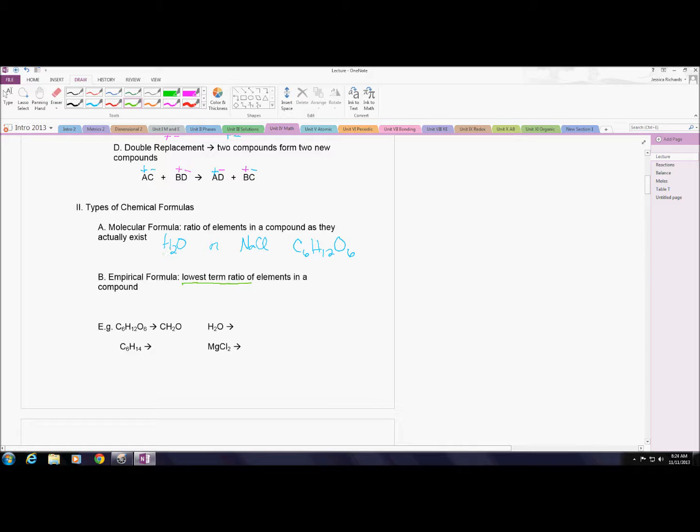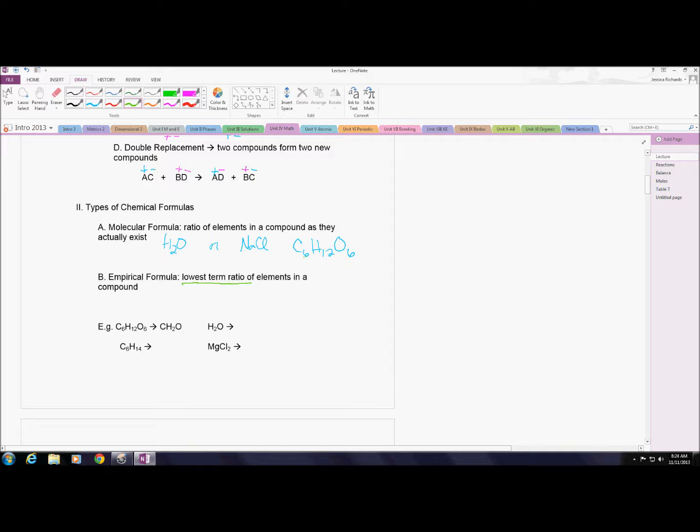So, for example, water, H2O, 2 to 1 is already a lowest term ratio. Water, H2O, molecular formula is also its empirical formula. Sodium chloride, NaCl, 1 to 1 ratio is a lowest term ratio. This would be both a molecular formula and an empirical formula.